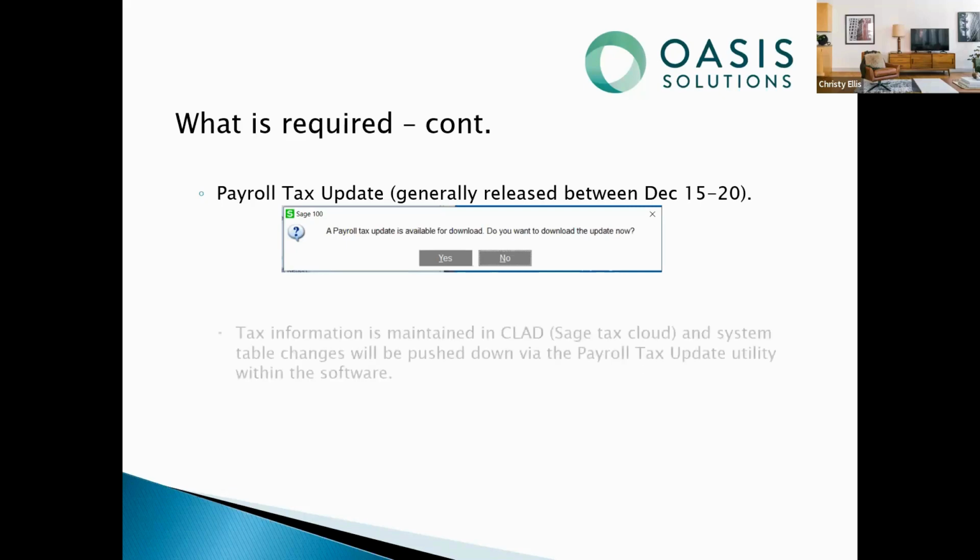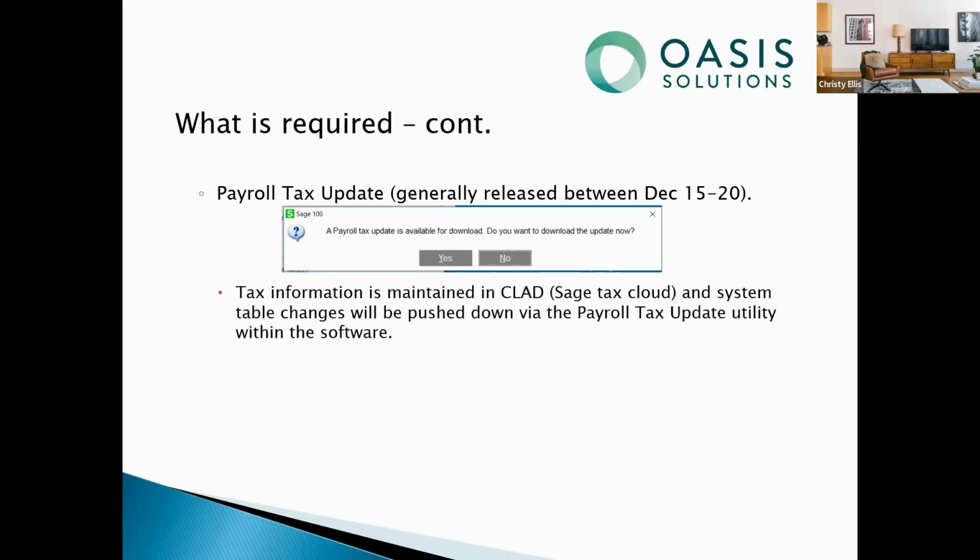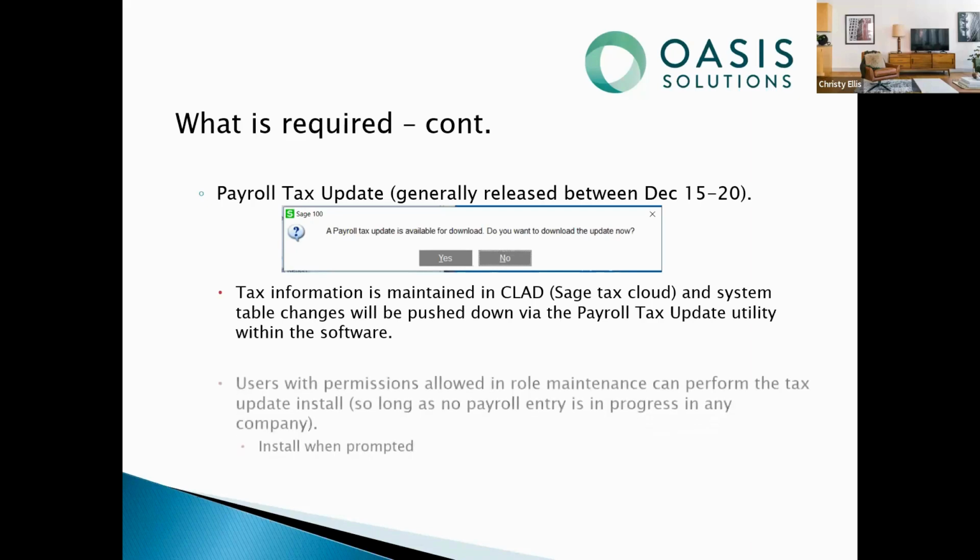Whenever you get that pop-up, you should make sure that gets installed as soon as possible, because that does include tax information that is updated with percentages, tax groups, and things like that. Thresholds. Definitely make sure that you are up to date on your thresholds for the new year. So when you are prompted for those, install those as soon as you can.